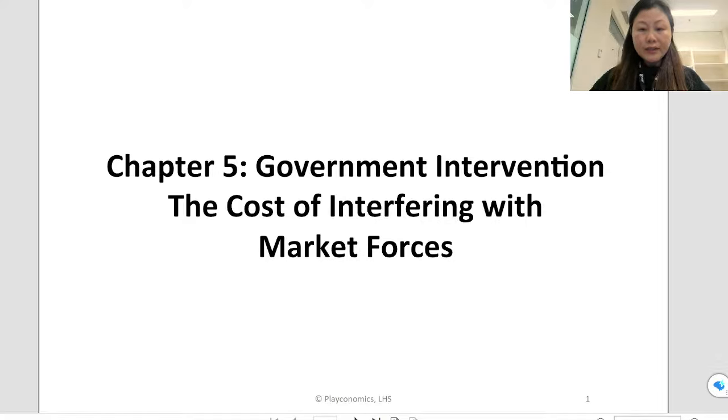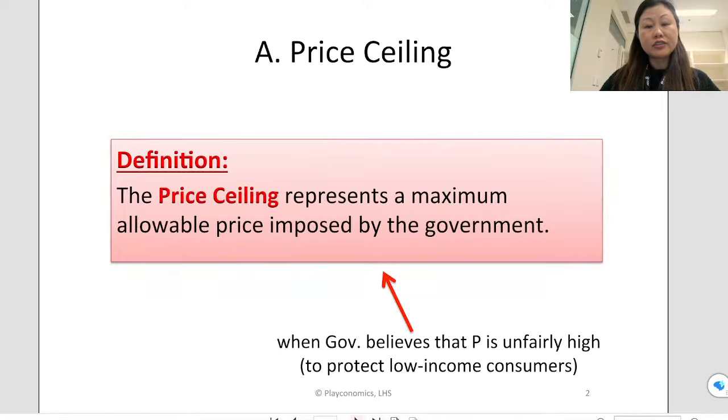So now we're going to look at government intervention. We're going to talk about what are some of the things that the government can do. The first policy that we're going to look at is the policy of price ceiling. Price ceiling, as per the definition, states that it represents a maximum allowable price imposed by the government. Okay, so this is a cap. We're going to put a cap.